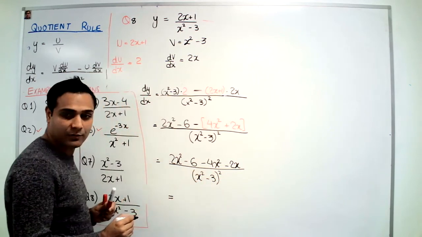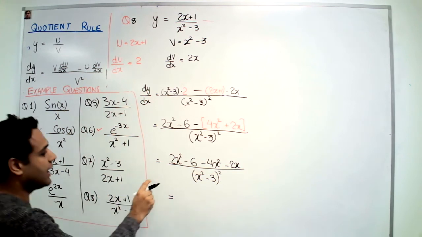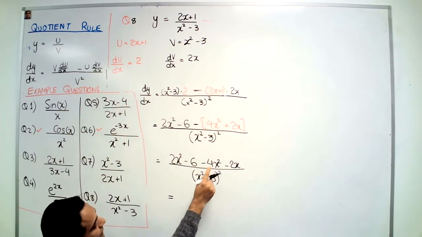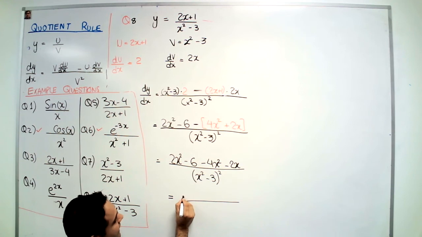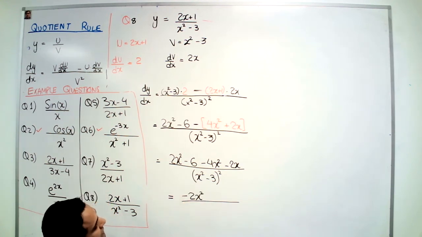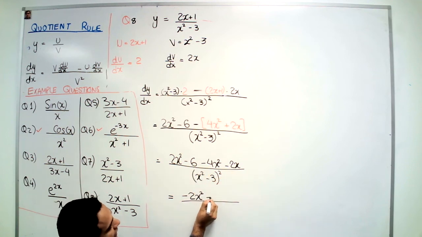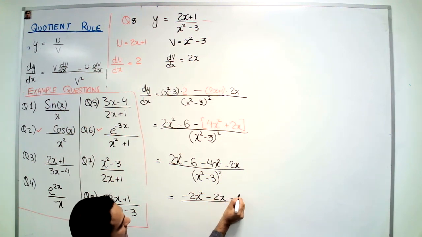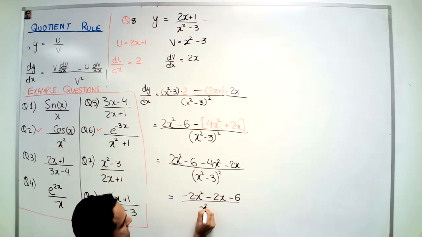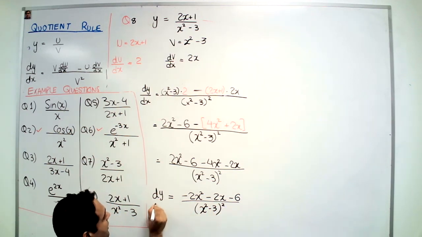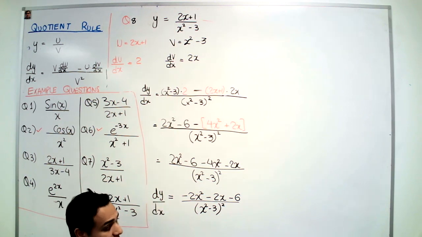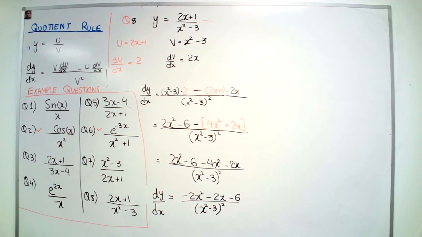Now we can see what we can do with that bit. I got 2x squared minus 4x squared, which is actually minus 2x squared. Then I got this minus 6. Then I got minus 2x. They are on their own. So I can write it this way. And this is your dy over dx. And that is your answer for question number 8 in a simplified form.